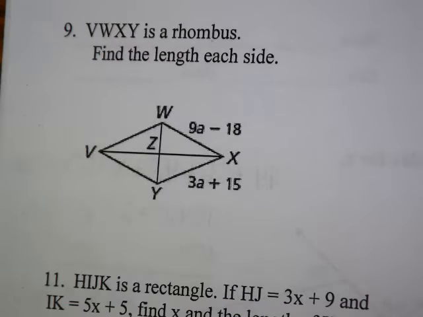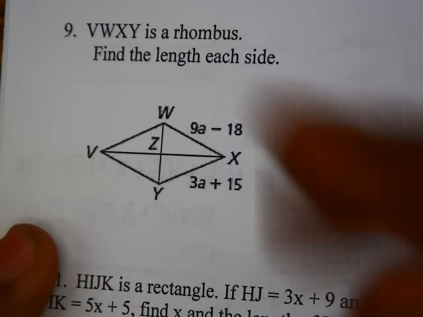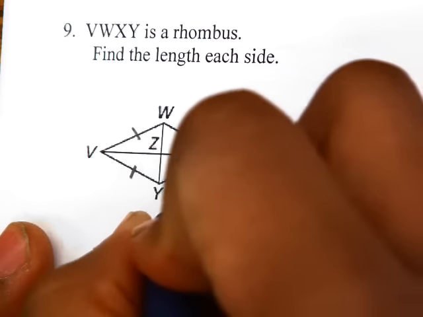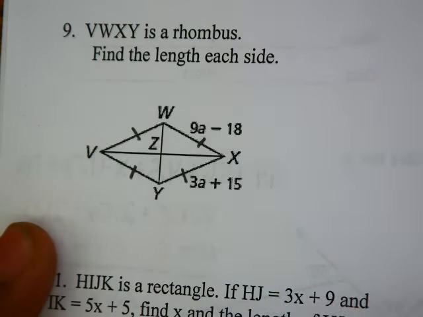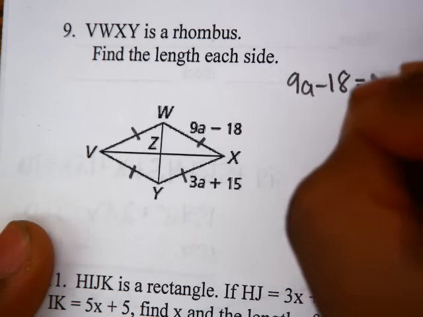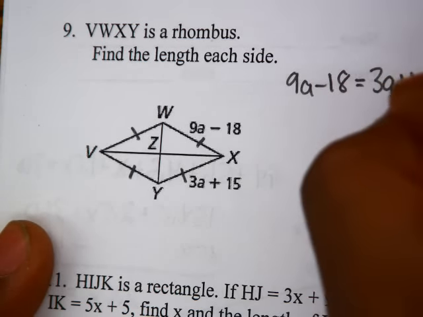So number 9, it tells me that shape is a rhombus. I'm supposed to find the length on each side. By definition, a rhombus has 4 equal sides. So this side is equal to this side, and that side. So 9a minus 18 has to equal 3a plus 15.